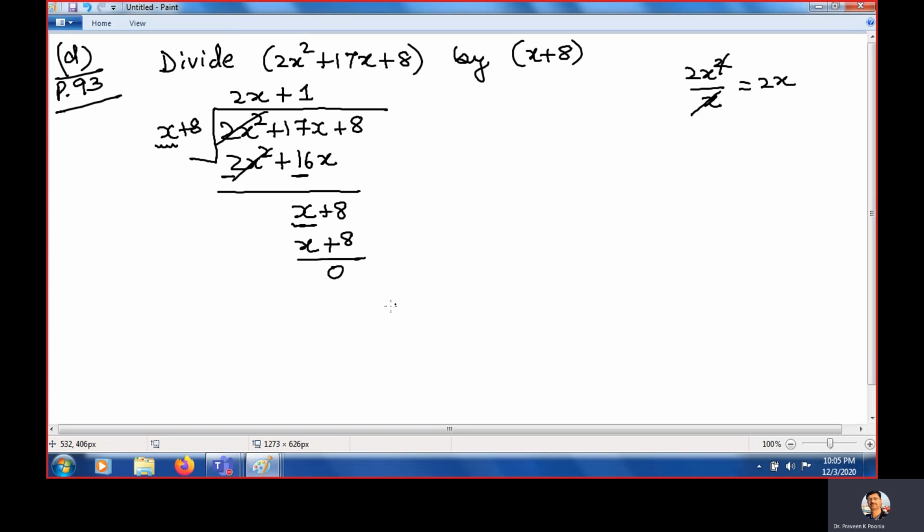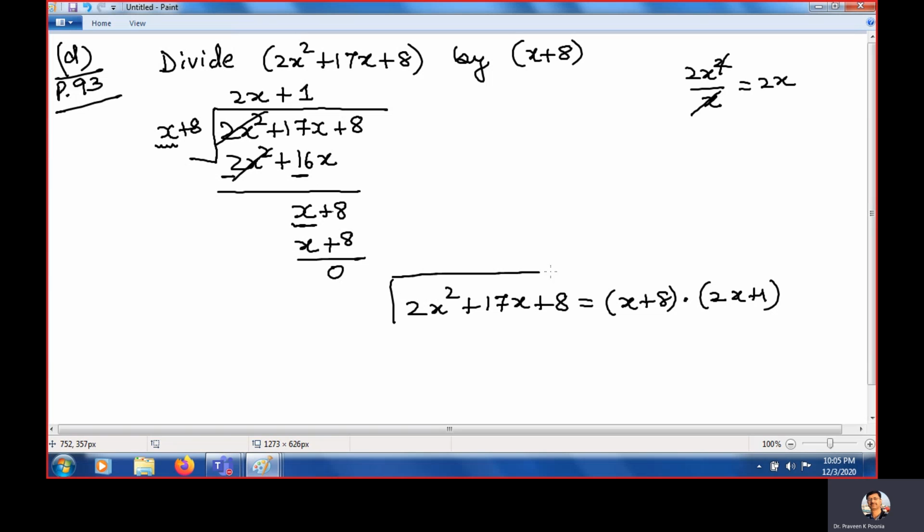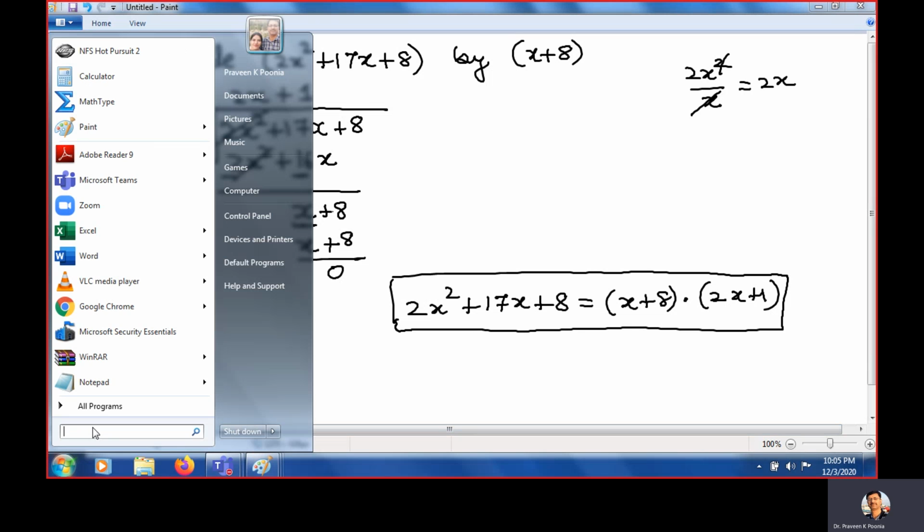Clear? So 2x square plus 17x plus 8 is equal to the divisor into quotient. I am not talking about the factors here. In your book it is written about factors. This is a factor, this is not the factor. Clear? Why am I not talking about factors here? Because we will study factors in the next topic, so there is no need to discuss the factors.